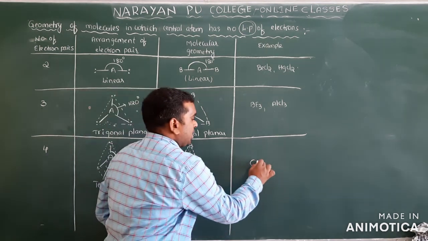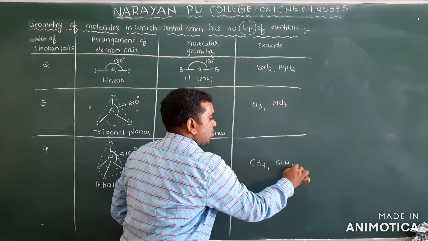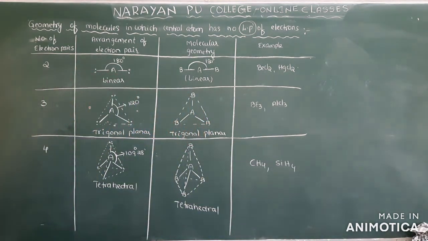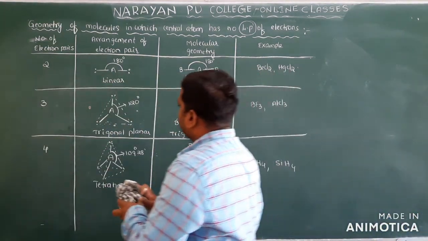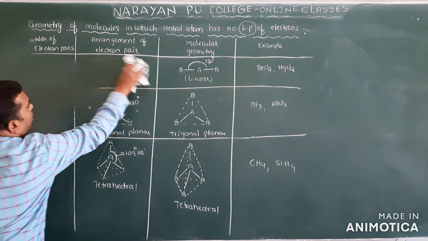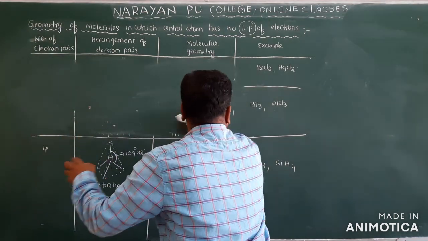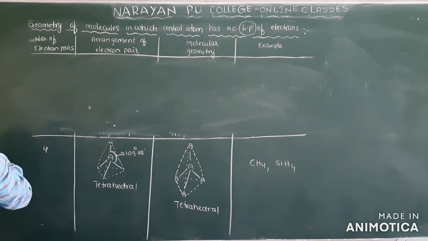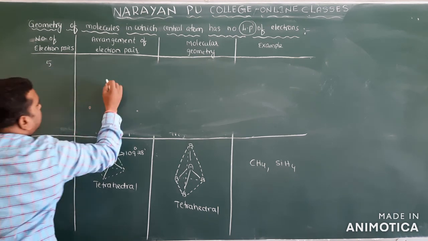What molecule can you write here? CH4, SiH4, all these are RF4. You can write them as examples. So this is up to four. And now if I take five, then what happens? If there are five bond pair electrons, then what will be the shape?